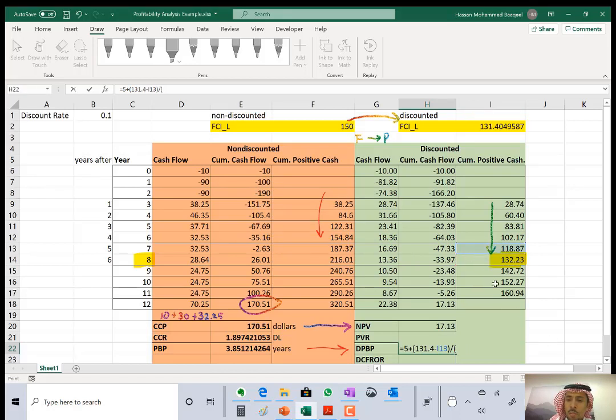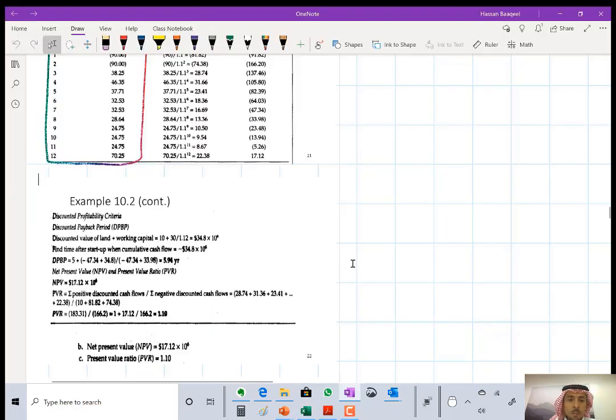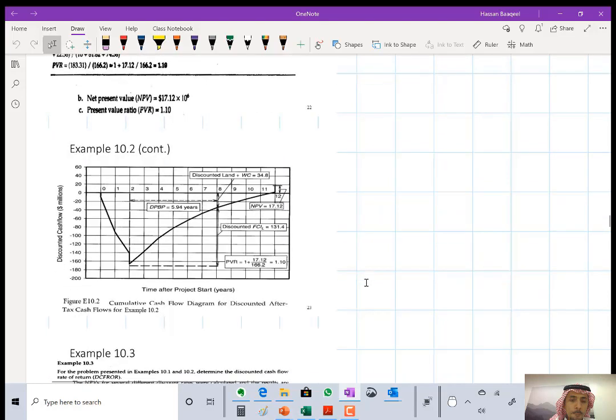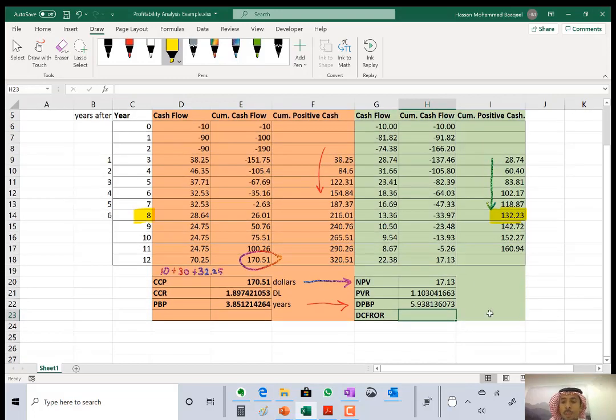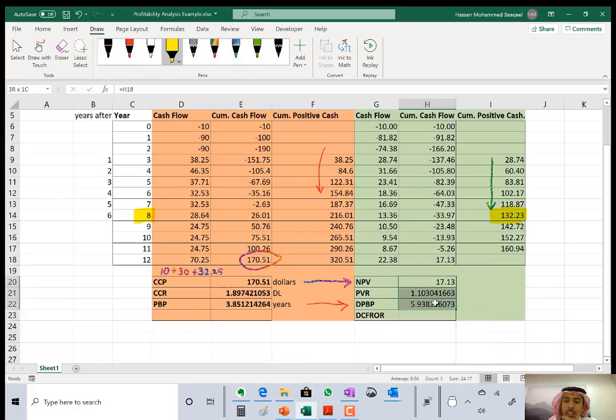The whole range, this one minus this one here. That's the way we do interpolation. That's equal to 5.9. Let's double check our answer. Payback period, 5.94. That's the correct answer. All right. Now, these are the numbers for your first 3 criteria.